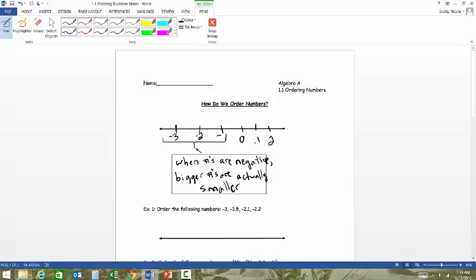So when I'm putting numbers on a number line, I look for my biggest negative number and I put that first. And then I work my way down to 0. Once we get to 0, we switch our thinking modes and we go into positive numbers, so we would go from smallest to biggest.